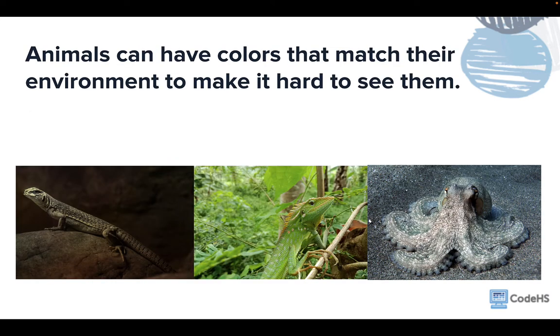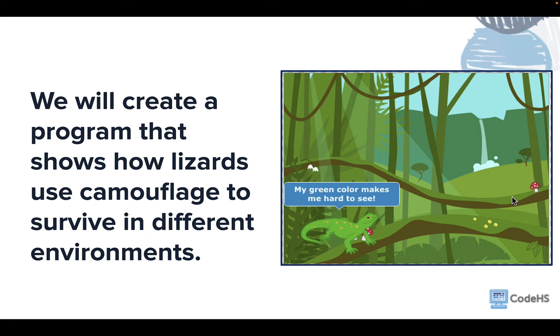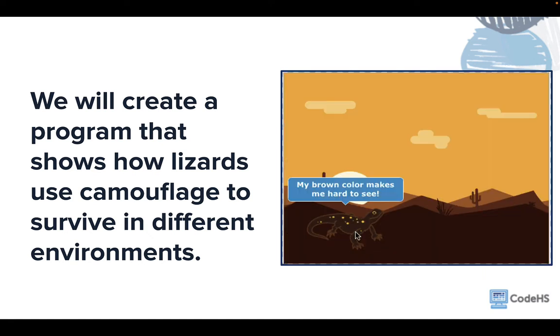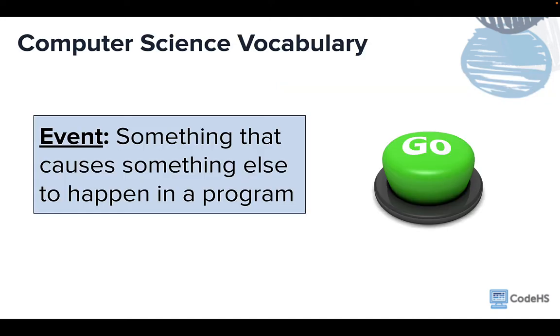Some animals have colors that match their environment, making them hard to see. This is called camouflage. We are going to build a program that shows how lizards use camouflage to survive in different environments. We are going to use events in this program.